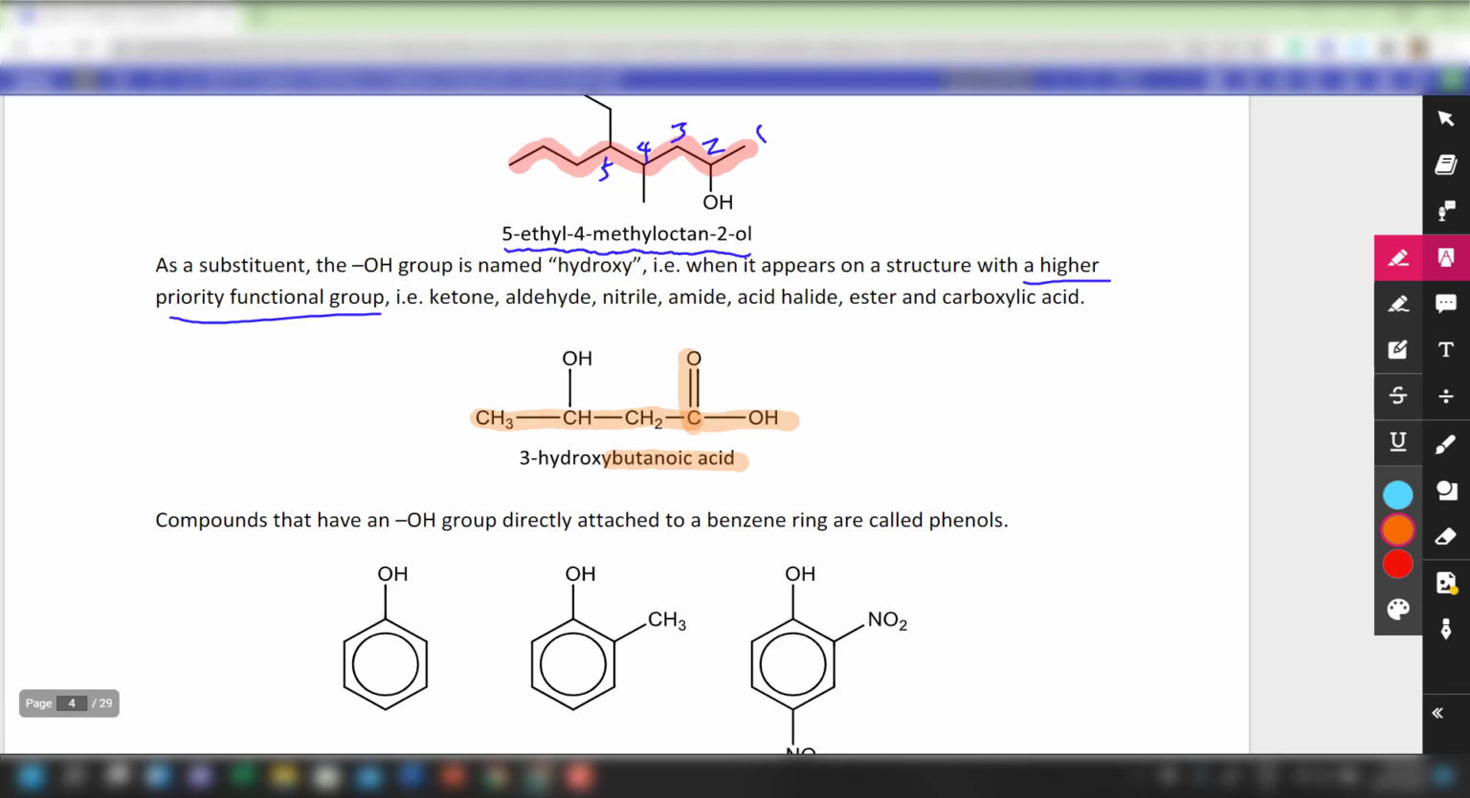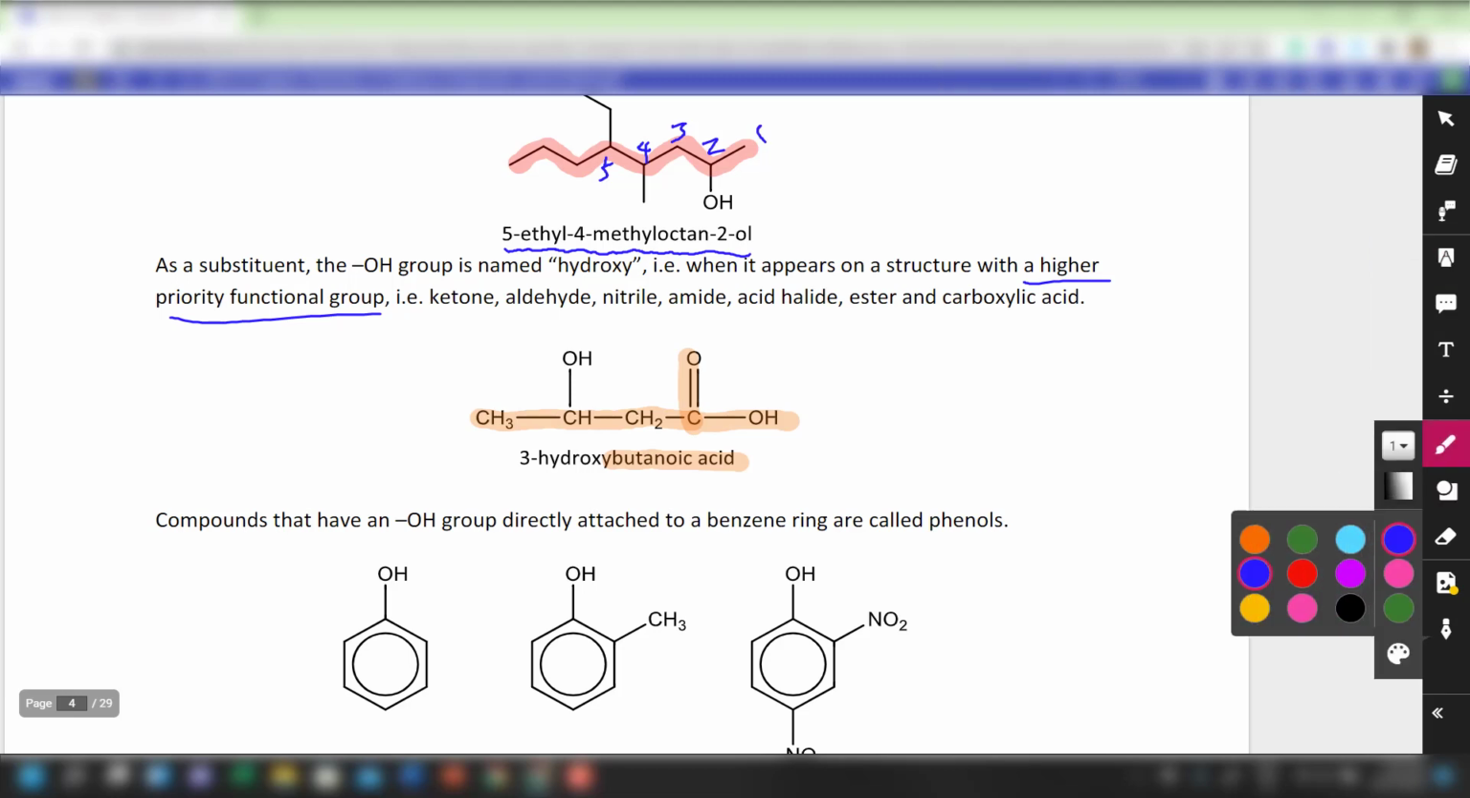And then of course, because it has the larger priority, this particular carbon bearing the carboxylic acid functional group will take on carbon number 1, followed by 2, and then 3 and 4. So the third carbon contains an OH. So it will be very strange to call it 3-ol butanoic acid. It's just strange. So in this case, we call it 3-hydroxy butanoic acid.